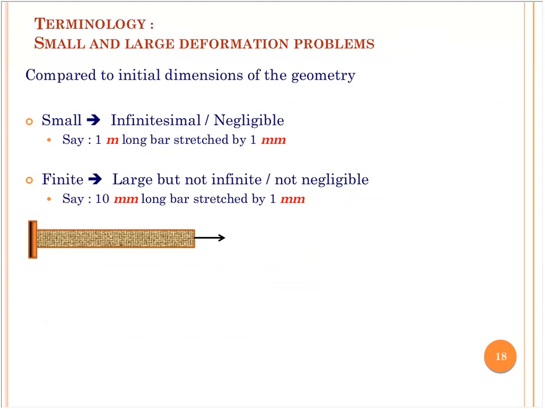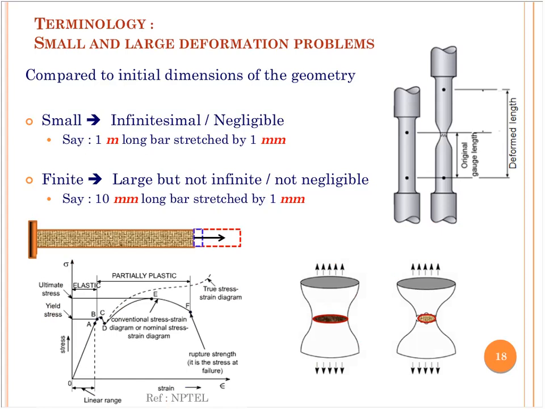For example, shown here, the rod is subjected to axial force. If you are seeing a deflection which is very small compared to the initial dimension of the geometry, then we can say that is a small, negligible, or infinitesimally small displacement problem. If the deformation is large, then we have to account for the deformation happening in the structure while formulating its stiffness matrix, and then we can say this is a large deformation or finite deformation. When we are dealing with a large or finite deformation or finite strain problem, we have to use different stress and strain measures than the ones we use for a small deformation analysis.